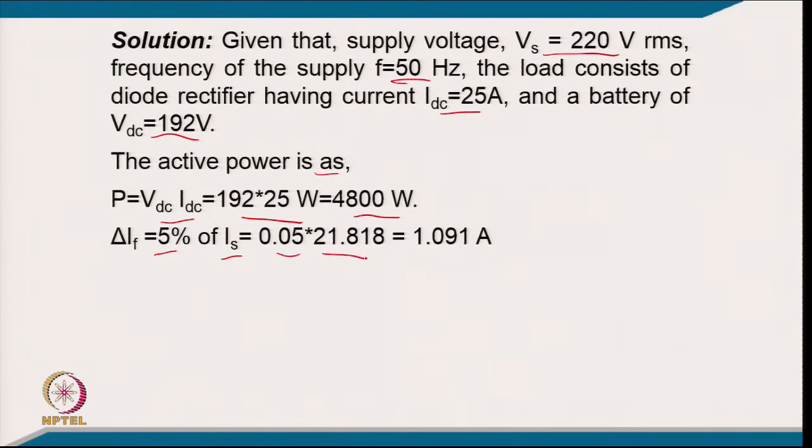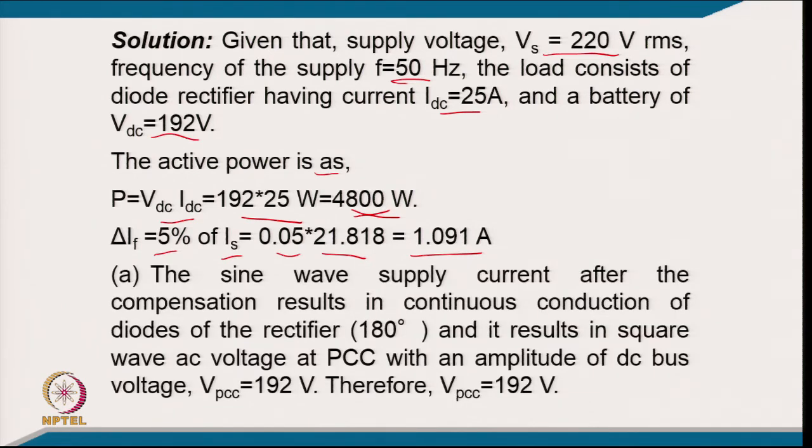And the 5% ripple current of the IS, that will be 5%, and the current is typically 21.818, it comes 1.01091 ampere. From this power divided by 220 we will get that current, and putting the value here we will get this source current, and from that we get the ripple current.